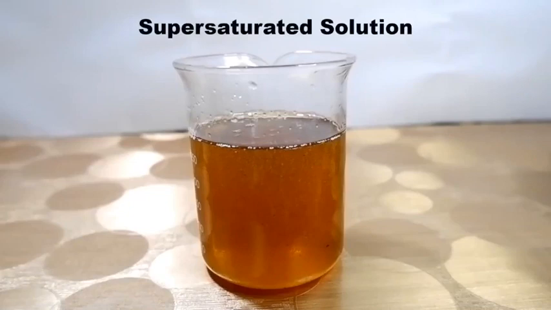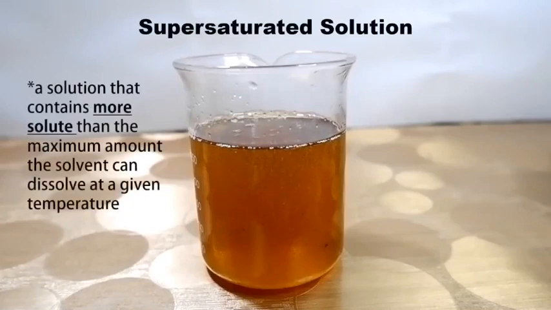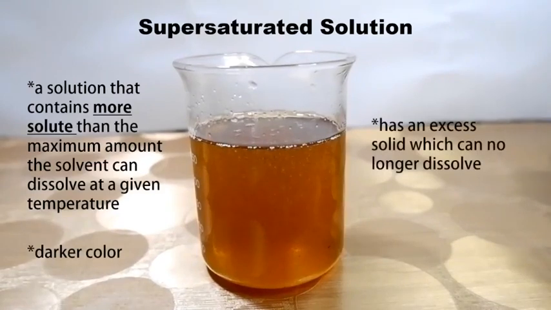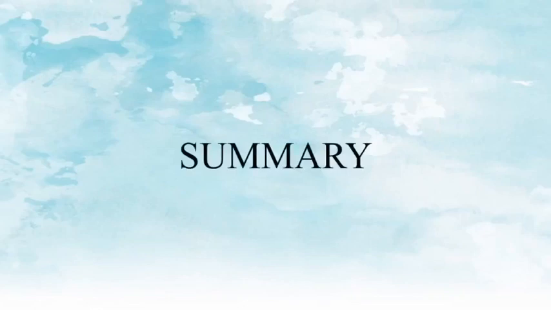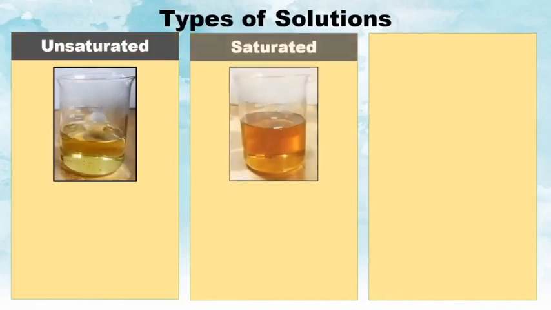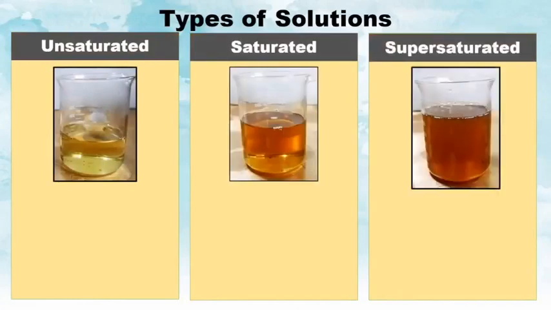Supersaturated solution is a solution that contains more solute than the maximum amount the solvent can dissolve at a given temperature. Its color is darker than unsaturated and saturated solutions. It has an excess solute or sugar which can no longer dissolve. Let us sum up. The three types of solutions are unsaturated, saturated, and supersaturated solutions.